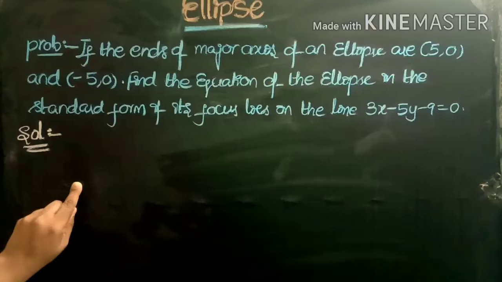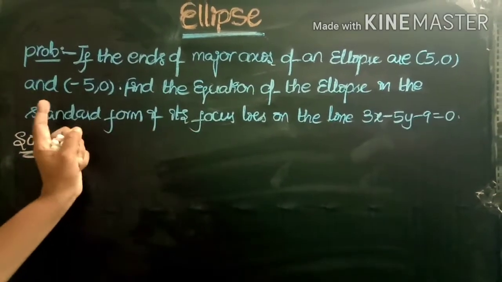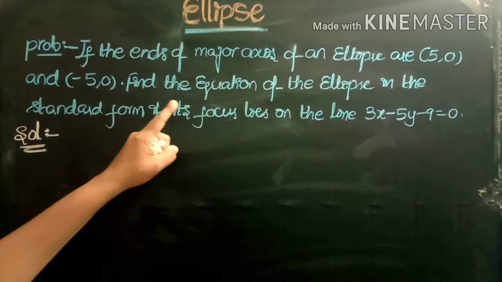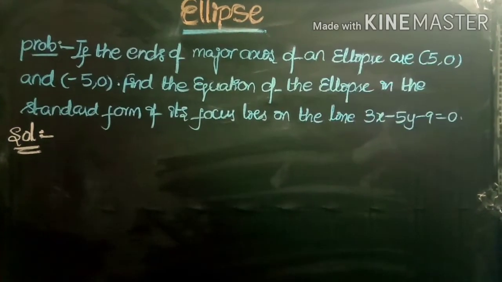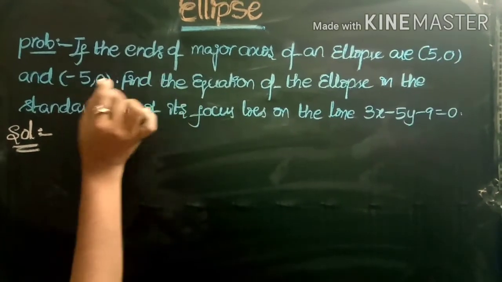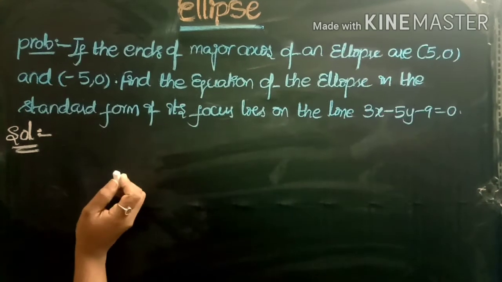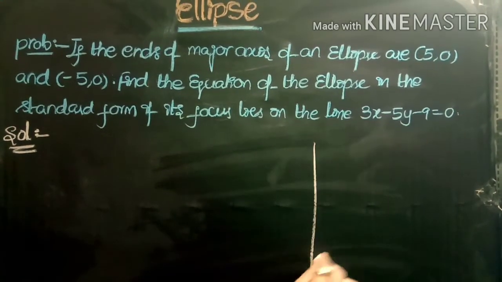That's all. Next problem: if the ends of the major axis of an ellipse are (5, 0) and (-5, 0), find the equation of the ellipse in the standard form if its focus lies on the line 3x minus 5y minus 9 equal to 0. So given that the ends of the major axis of an ellipse are (5, 0) and (-5, 0), find the equation of the ellipse in the standard form. Means we have to find the equation of the ellipse in the standard form.